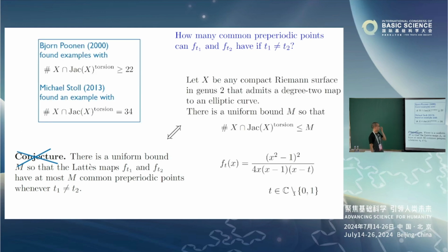And then what is the number? Pullman, like in 2000, found examples. He found infinitely many curves such that the curve has at least 22 torsion points. And Michael Stoll found an example with 34.